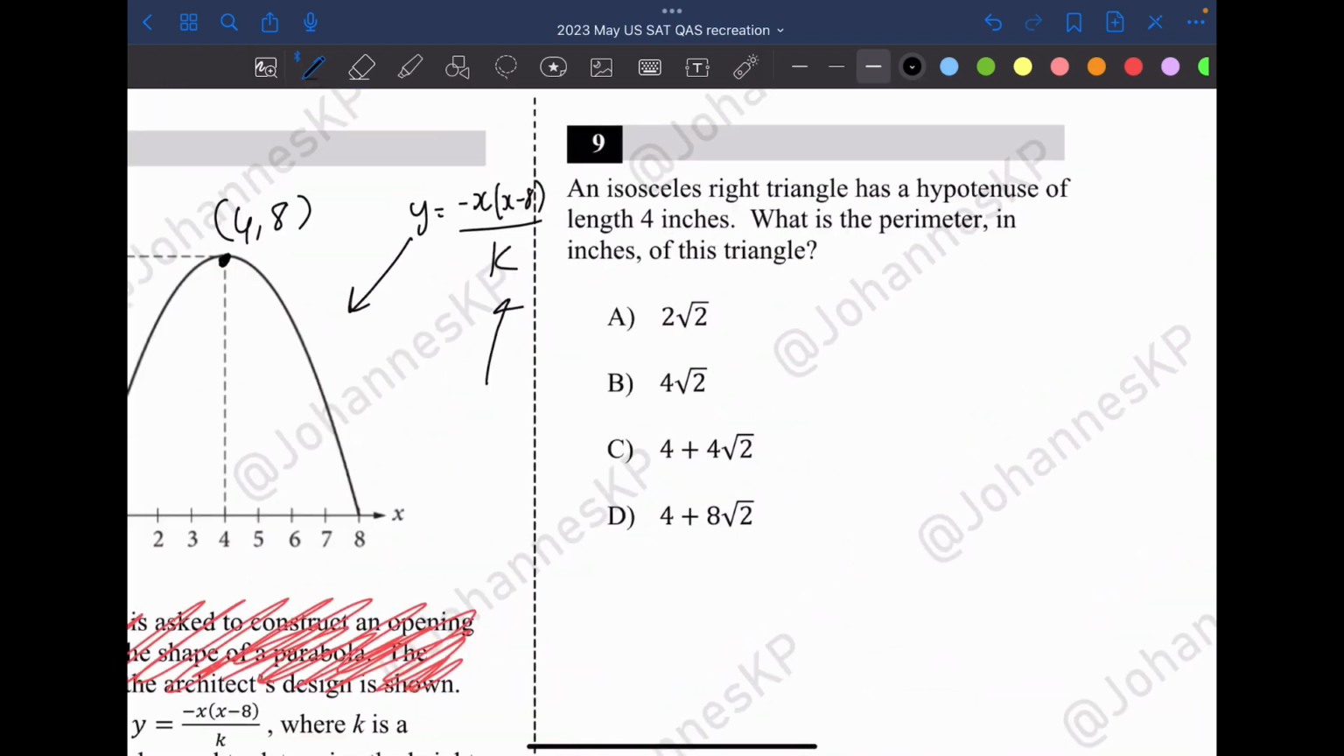Okay, question number 9. It says an isosceles right triangle has a hypotenuse of length 4 inches. What is the perimeter in inches of this triangle? Okay, so two pieces of important information here. First, it's an isosceles right triangle.